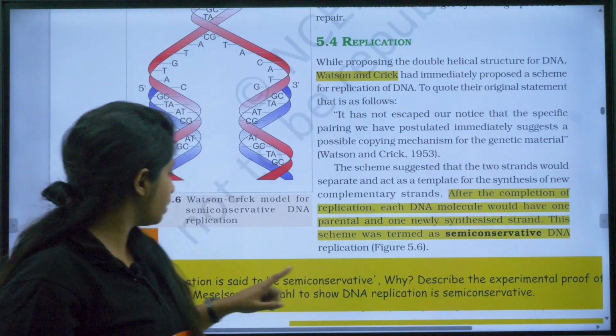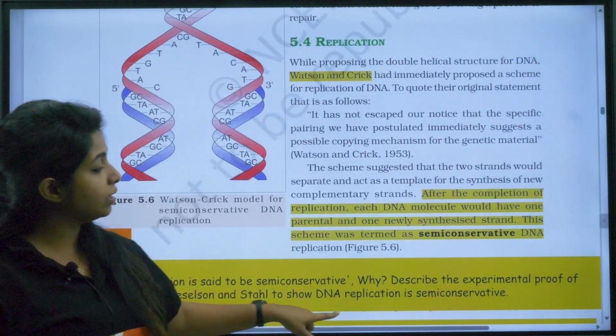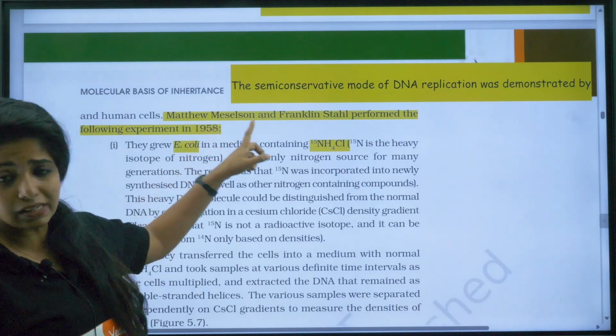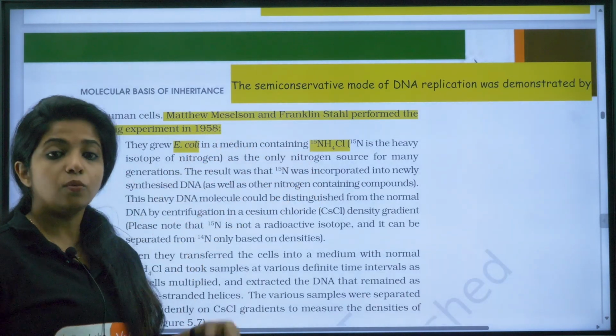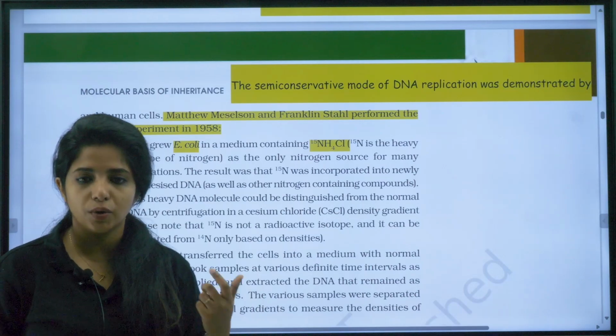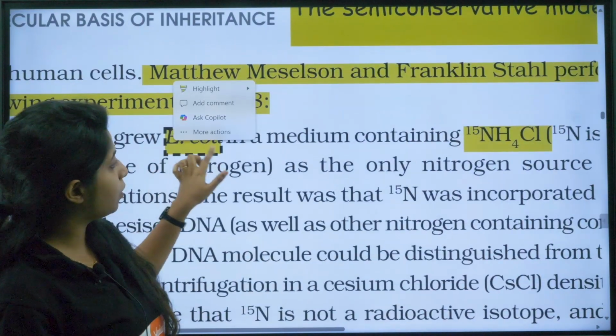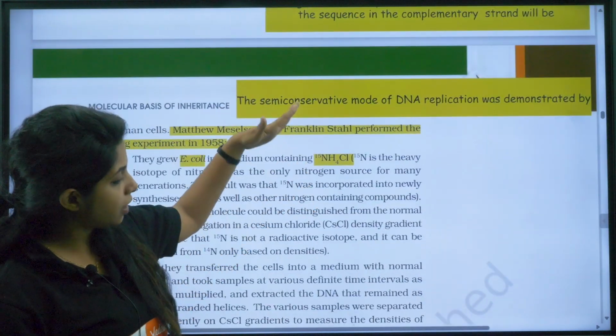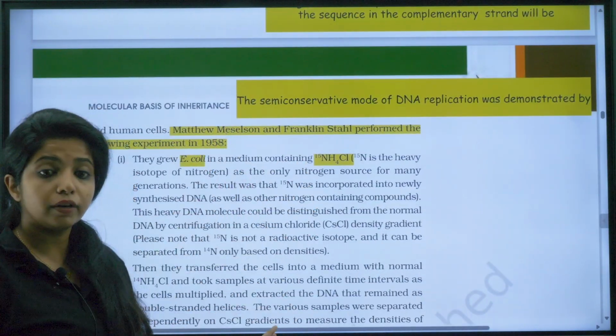Describe the experimental proof of Meselson and Stahl to show DNA replication is semi-conservative. That is given over here. This is the Meselson and Stahl experiment. Again, what was the organism that was being used? It could be asked. It is Escherichia coli, or E. coli, and over here they have mentioned the medium in which everything was done. Go through this particular thing, very, very important.